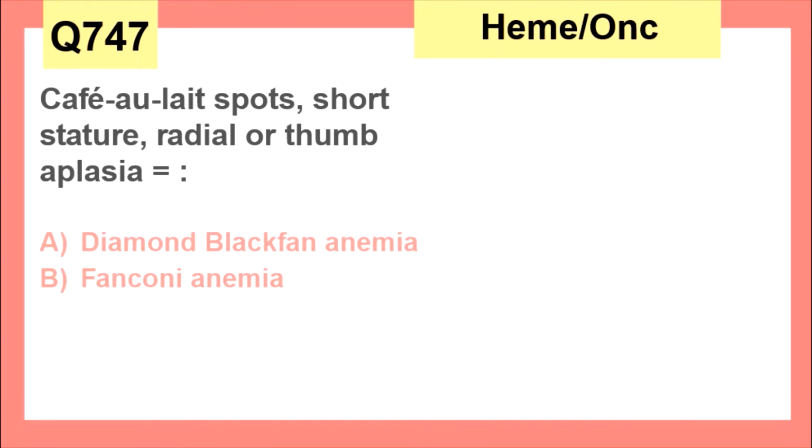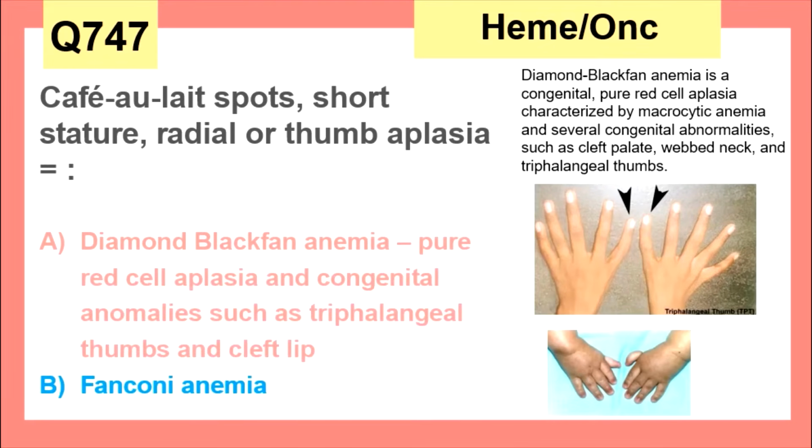Cafe au lait spots, short stature, radial or thumb aplasia is seen in which condition? This is Fanconi anemia, where we see this thumb aplasia, as opposed to Diamond-Blackfan anemia, where we see a triphalangeal thumb. And these other things over here, you could take a look. So you could take a look at Fanconi anemia over here, where we see the thumb aplasia. And on top in the picture over there, we see Diamond-Blackfan anemia.